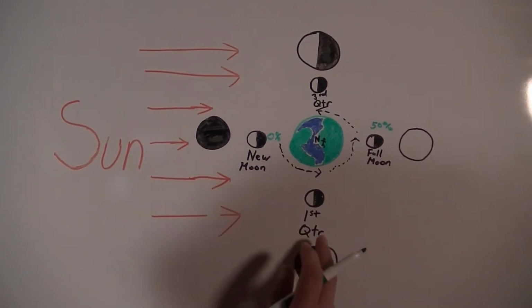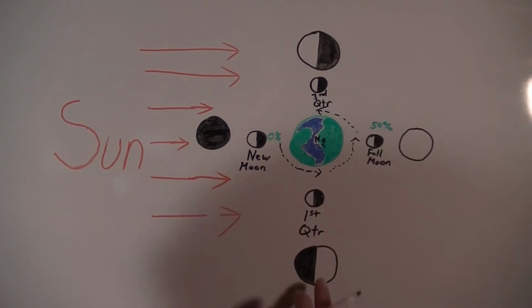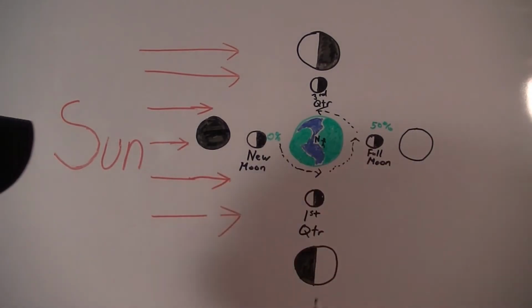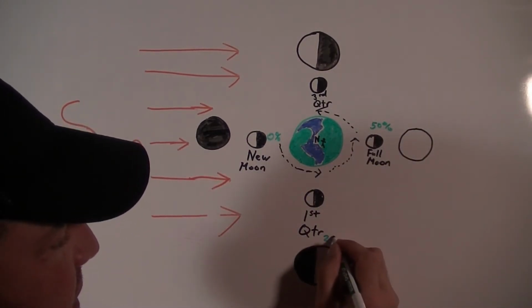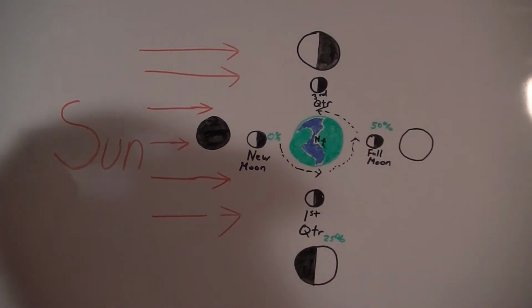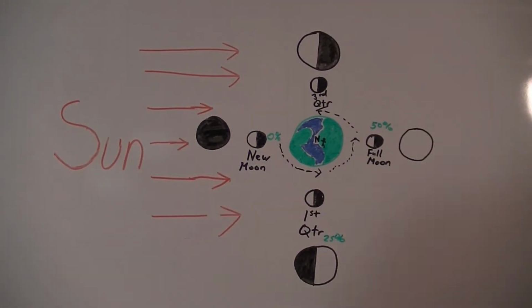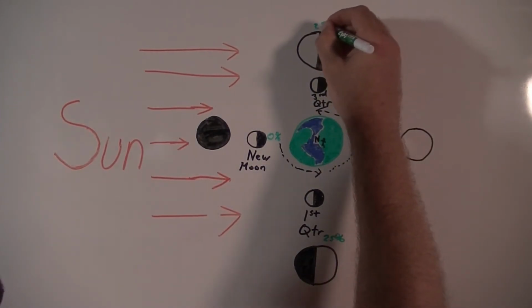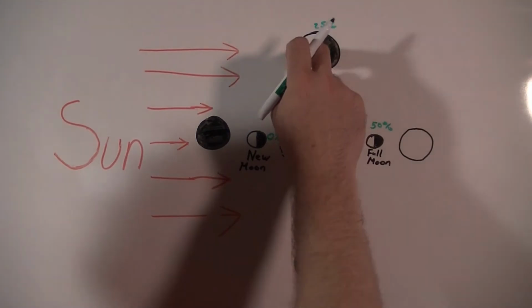For the first quarter, when you look up into the night sky, you will see that the right half of the moon is lit up if you're standing in the northern hemisphere. So you will see 25% of the moon that is lit up. Same thing will apply over here, where you'll see 25%, but you will see the left side of the moon.